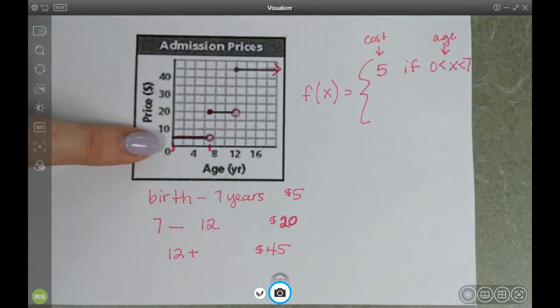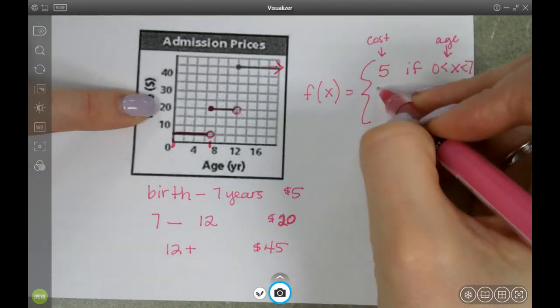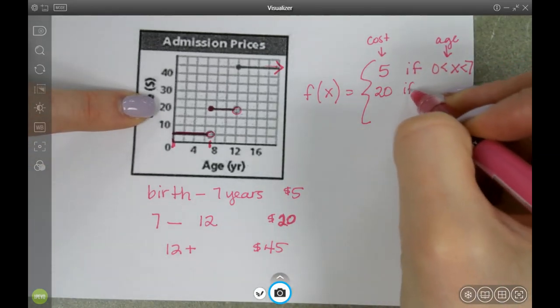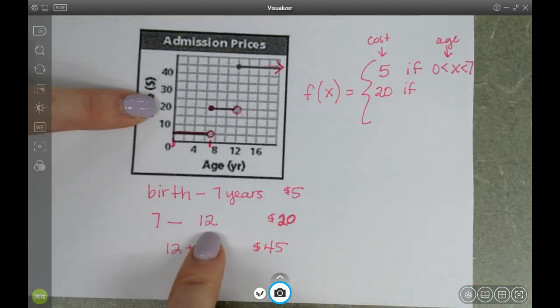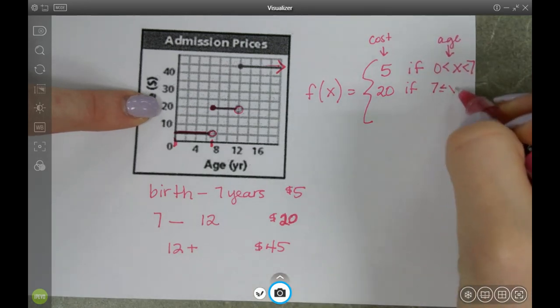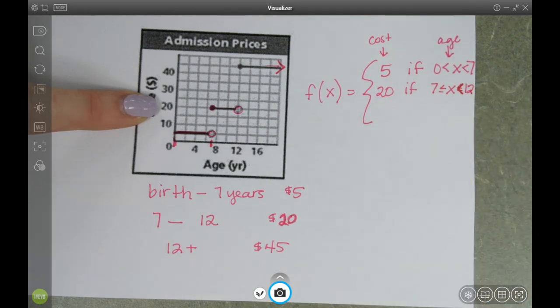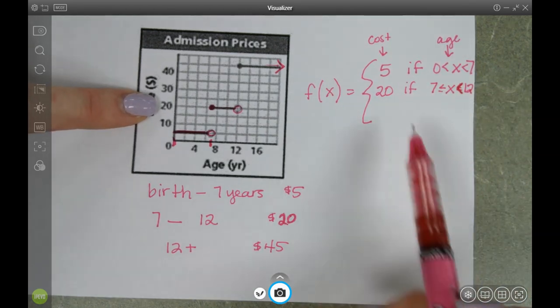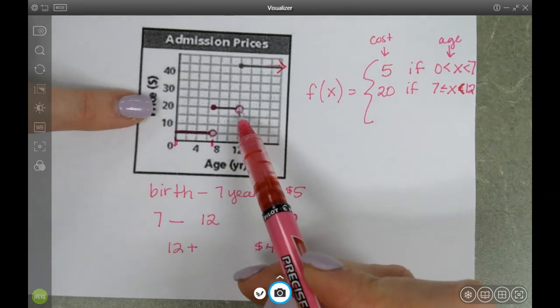So what's my next cost? 20. And you have to pay $20 starting when you're 7 up until you're 12, right? So 7 and 12. Sorry, that one should not be an or equal to. So 7 is included in this one because it's a closed circle. 12 is not because it's an open circle.